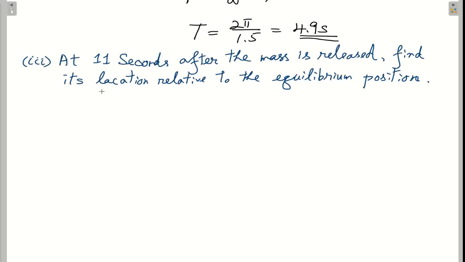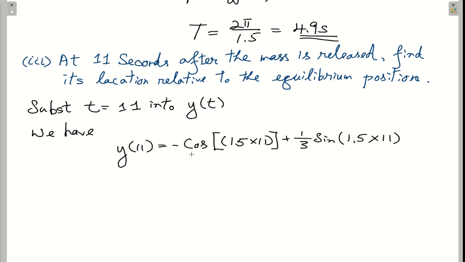And the question again: 11 seconds after the mass is released, try to find the location relative to the equilibrium position. We just substitute t equal to 11 into y(t), and we have y(11) equal to minus cos(1.5 times 11) plus 1/3 sin(1.5 times 11). Then it is equal to minus cos(16.5) plus 1/3 sin(16.5).